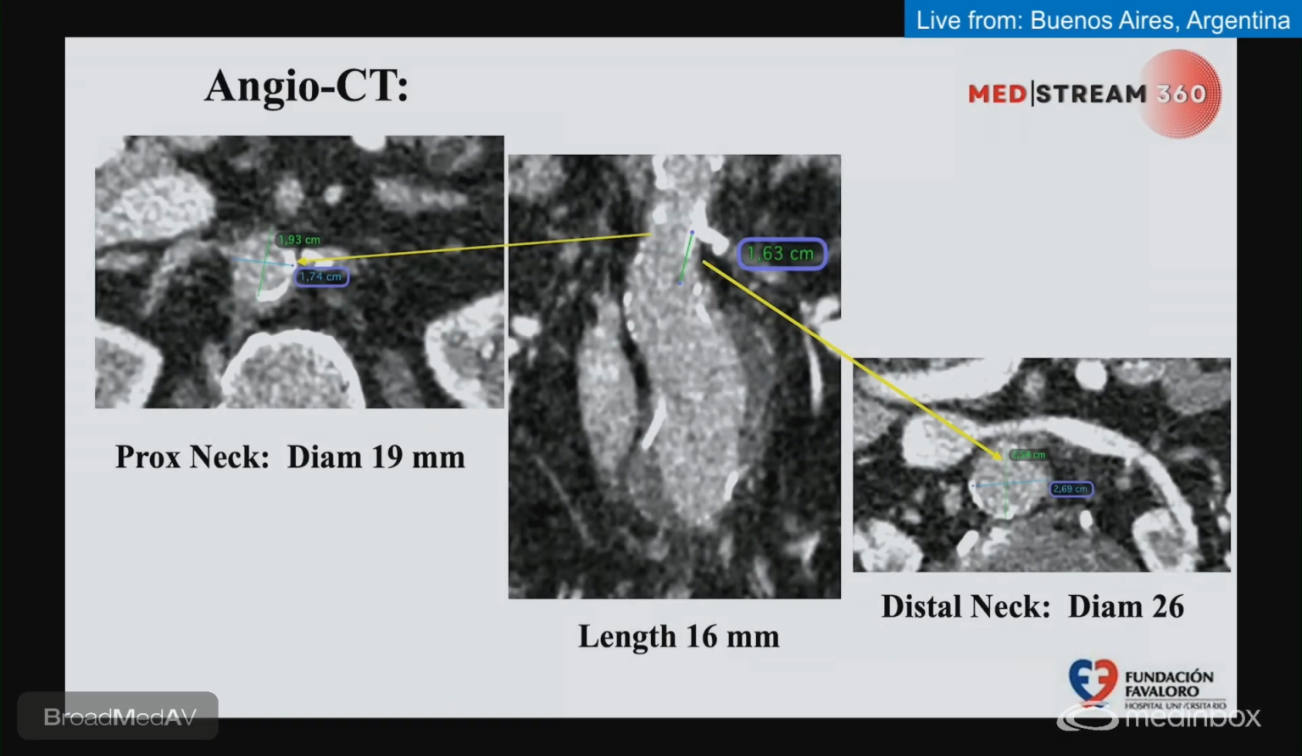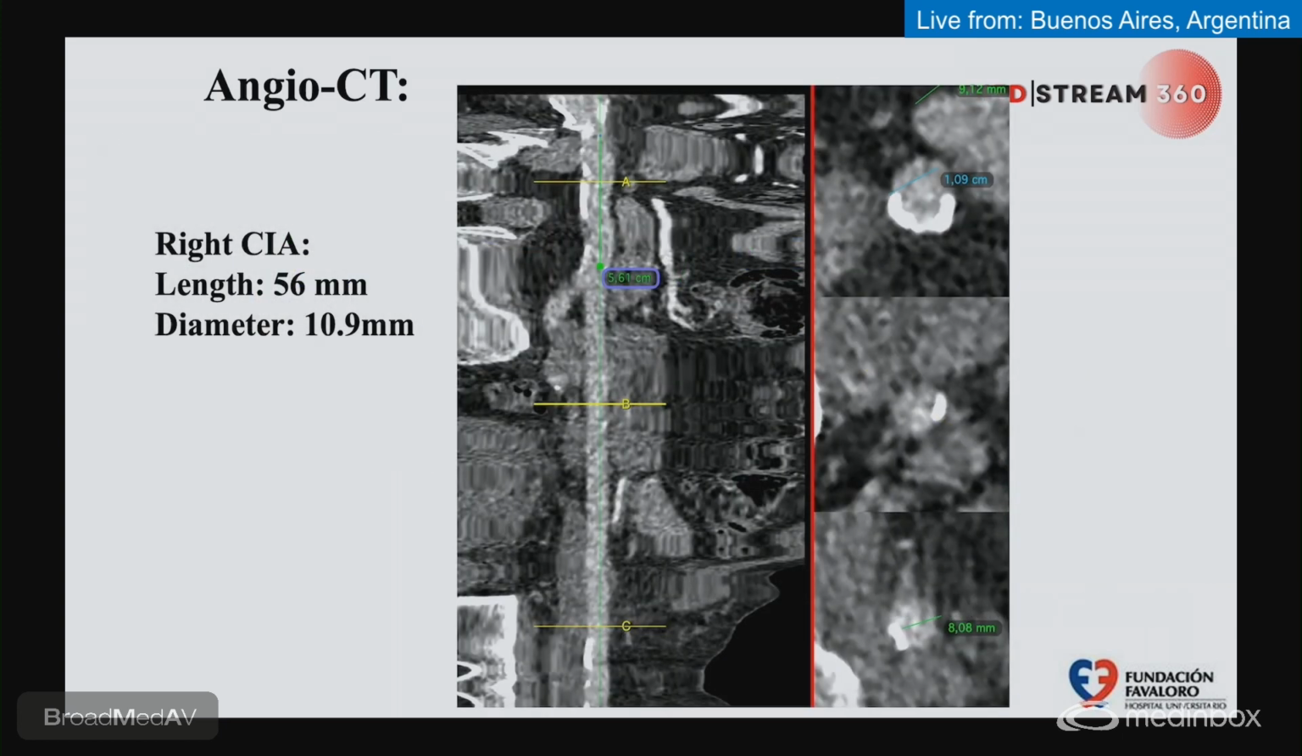So this is the proximal neck, 19 millimeters in diameter at the level of the renals and 22, 26 below the renals. So we are going to use a 26 device, taking into account the diameter, where there is also significant calcification, as you can observe there. Almost 90 degrees of the circumference is calcified. This is the right iliac artery with a diameter of 10 and a length of about 56 millimeters. So that's why we are going to use branches of 13 millimeters in diameter for both sides.